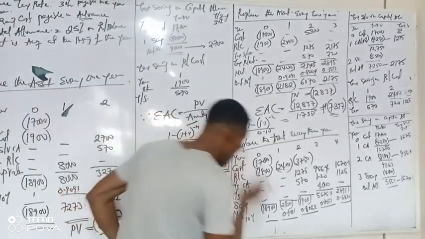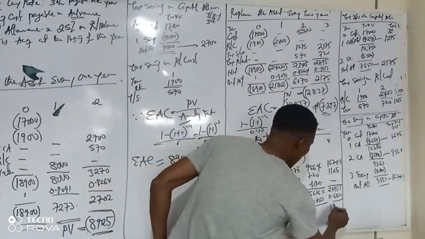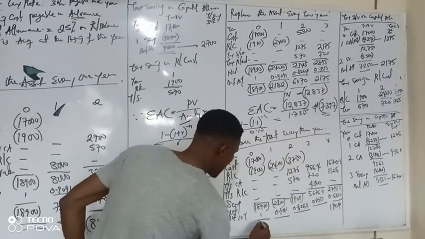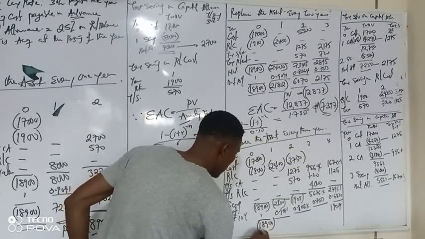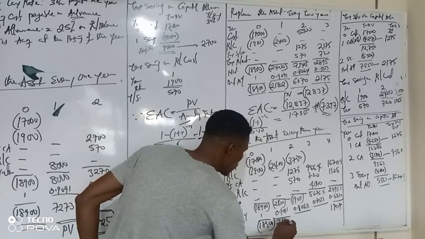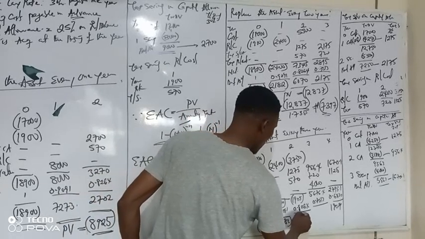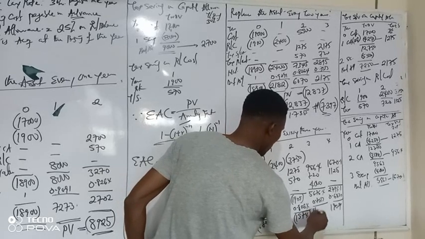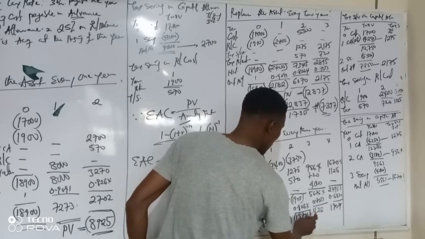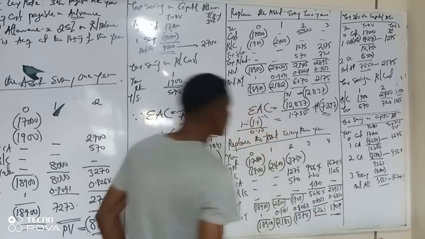Year 4, year 4. No, it's 18,900. Year 1, 2,182. Yes. Year 2, 1,574. Yes. Year 3, 4,265. So if you have that, I think we are going to go now to get our PVs.